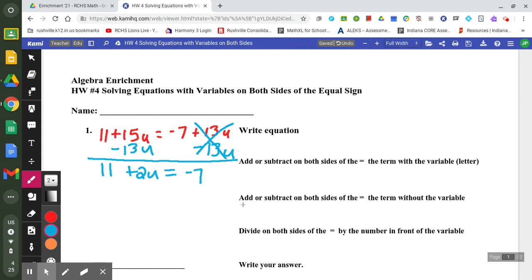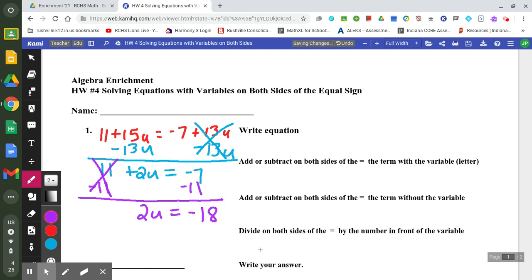And so then my next step is to add or subtract on both sides of the equal sign the term without the variable. So the term without the variable is the 11, and since I put both letters on this side, I want both numbers over here. So the opposite of positive 11 is negative 11, so minus 11 on both sides of the equal sign. Those go away. I have 2u equals, and then negative 7 minus 11 is negative 18.